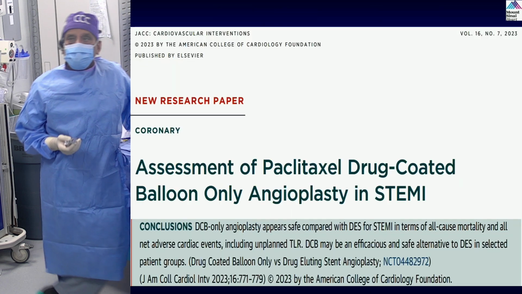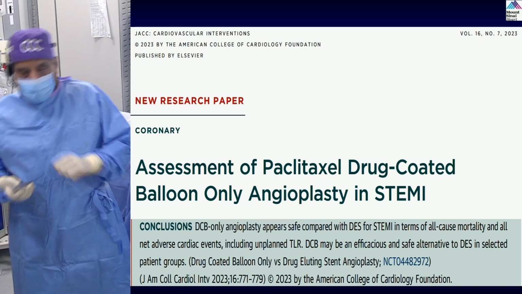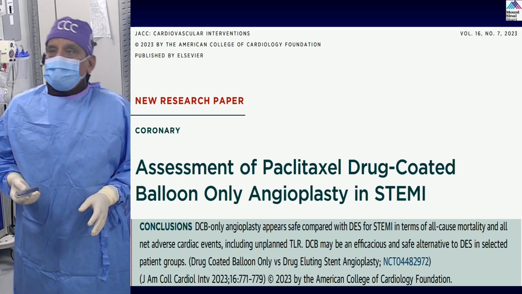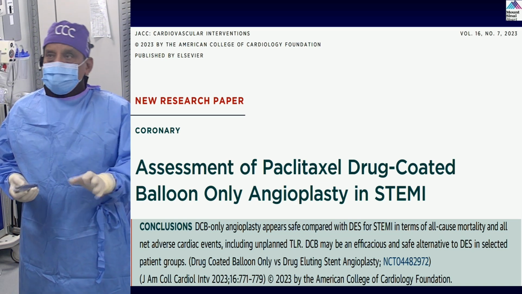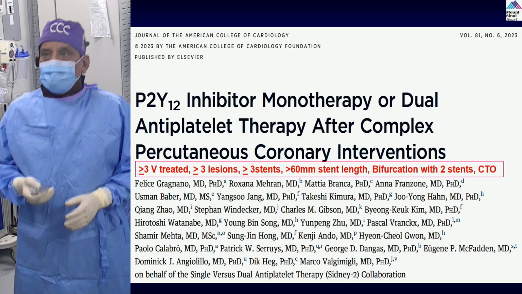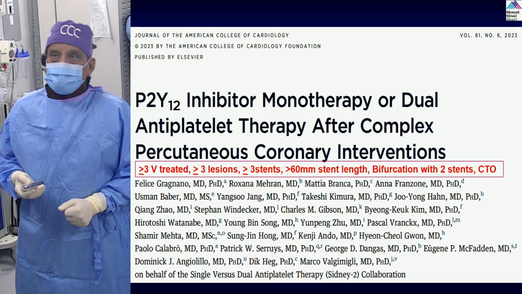So basically, we have another device now. If you worry about not giving long-term antiplatelet therapy, you can start using a drug-coated balloon, which will soon be available in America by the end of this year.